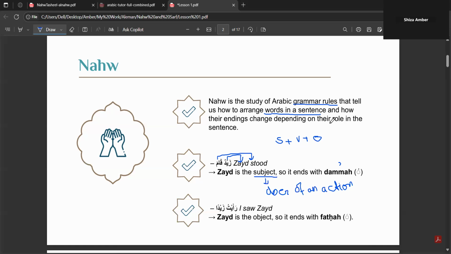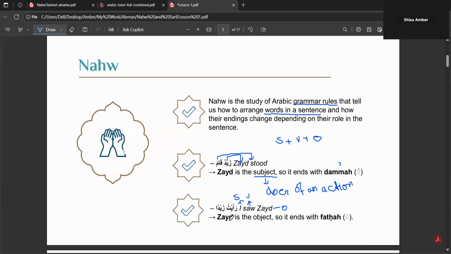Then if I want to use Zaid as an object, okay, because in English we have a subject, we have a verb, and we have an object. So how will I turn Zaid into an object by adding Ra'itu? Ra'itu is I saw, okay. So here I will become the subject because I saw. So saw is a verb. It's the action, right? So subject, verb, and then Zaid here becomes an object. Okay?